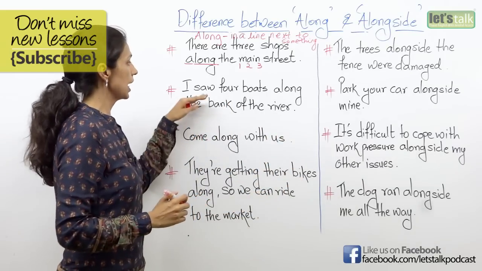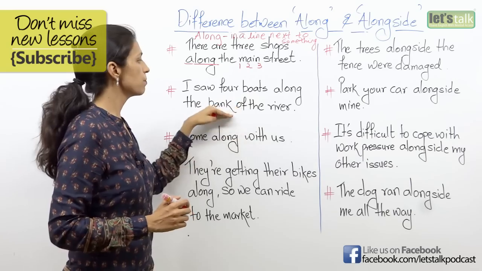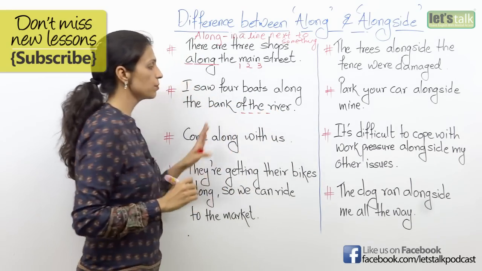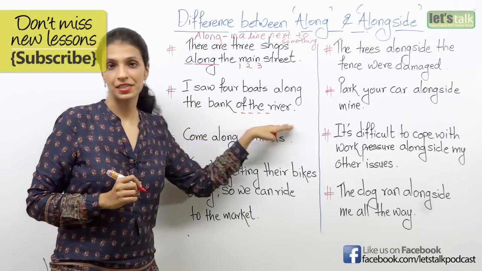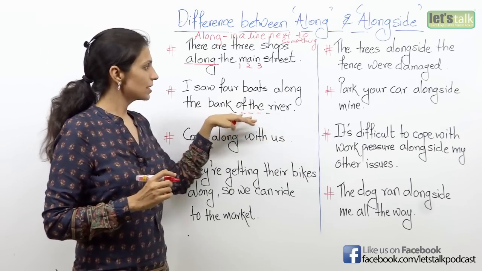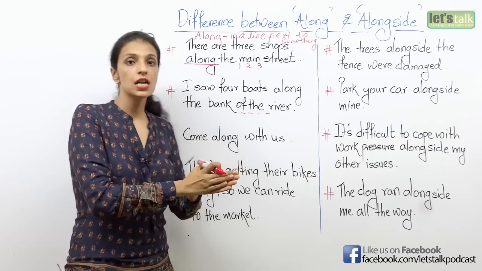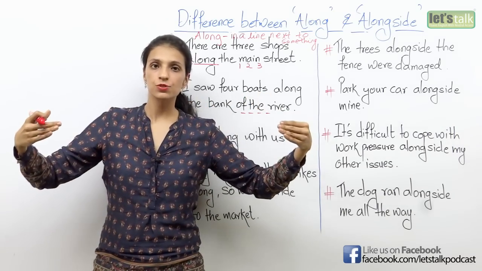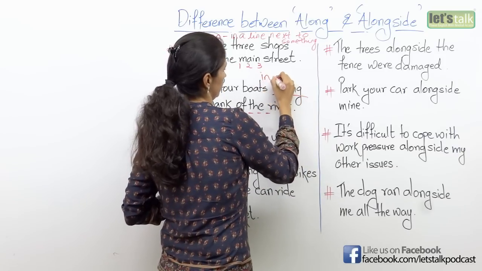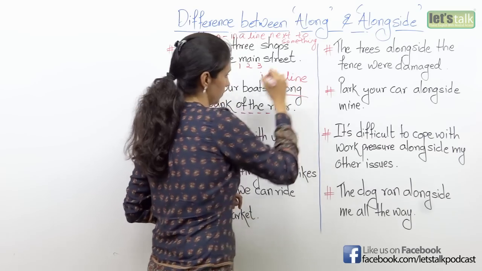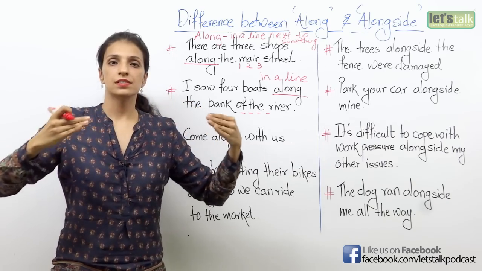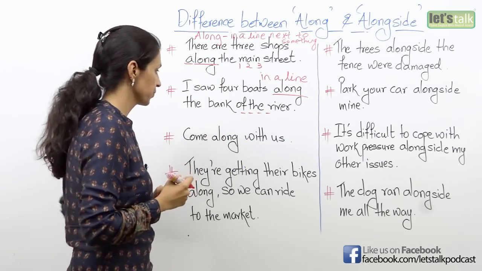The next example, I saw 4 boats along the bank of the river. Now imagine there are 4 boats, okay, along the bank of a river. Again in a line, alright, next to each other. So I saw 4 boats alongside. Well, that would also not be wrong, but it has a little different meaning. But when you want to say something is in a line next to each other, it is always better to use the word along. Okay, I hope this part is clear to you. When things are in a line, you use along.